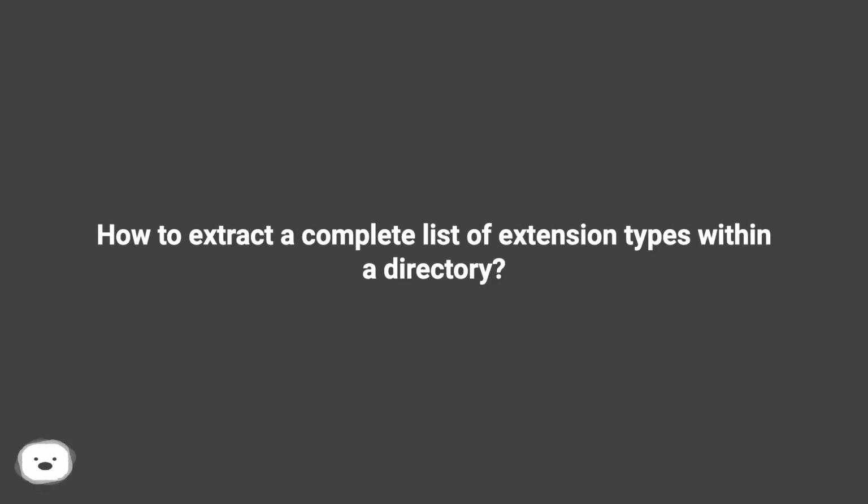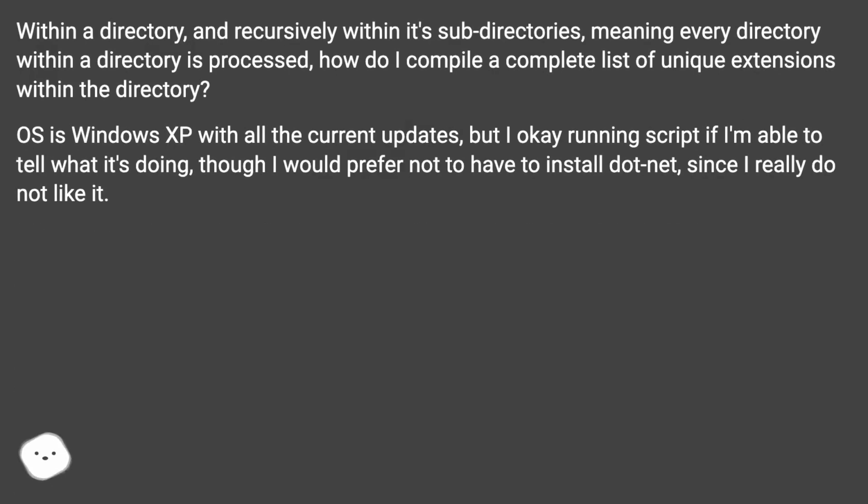How to extract a complete list of extension types within a directory. Within a directory, and recursively within its subdirectories, meaning every directory within a directory is processed. How do I compile a complete list of unique extensions within the directory? The OS is Windows XP with all the current updates, but I'm OK running a script if I'm able to tell what it's doing, though I would prefer not to have to install .NET, since I really do not like it.